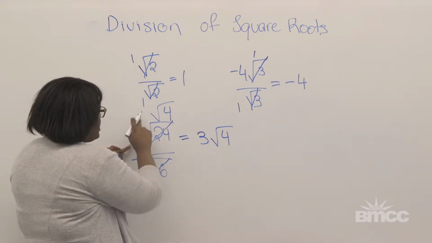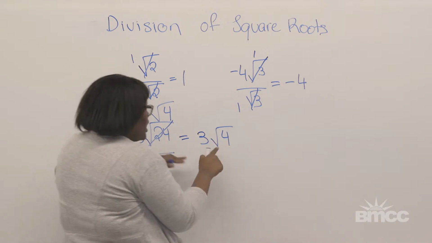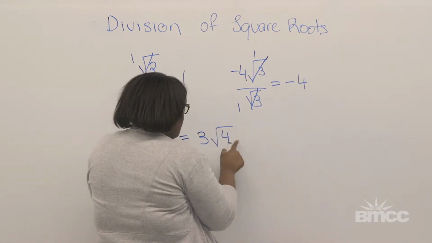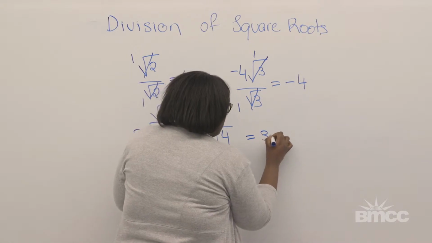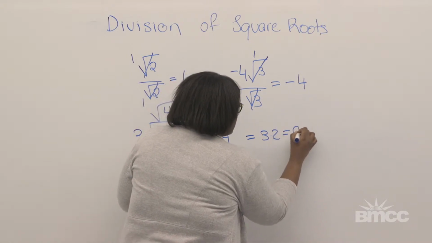So now you have 3 times the square root of 4. Again, you can reduce the square root of 4, which we know is just 2. So we're going to have 3 times 2, which gives us 6.